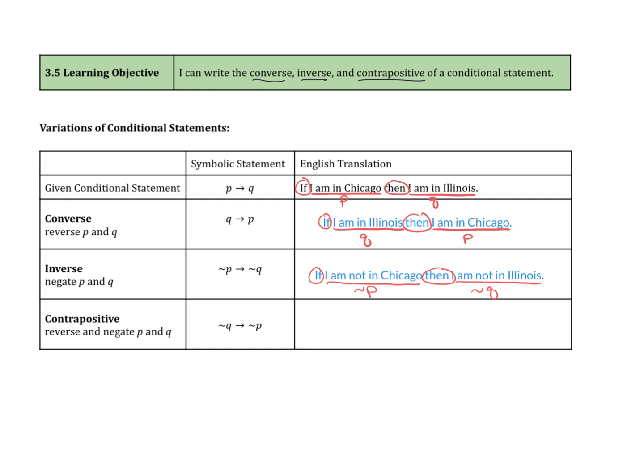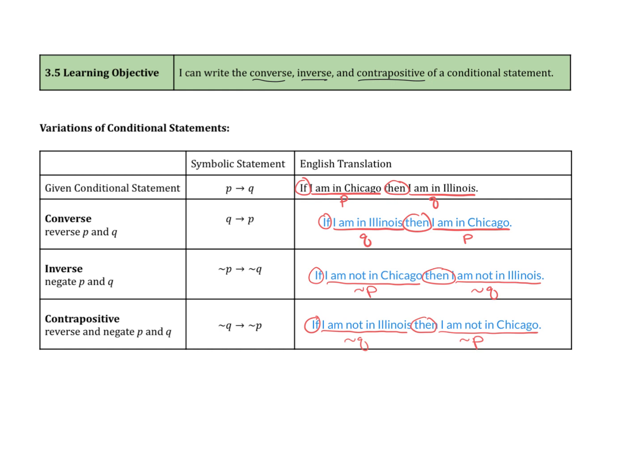And then our last one, the contrapositive: we both reverse P and Q and we negate them both. So the contrapositive of the original statement would be "if I am not in Illinois, then I am not in Chicago." So the order was reversed, not Q goes in the front, and they both get negated. Not P is the second part.